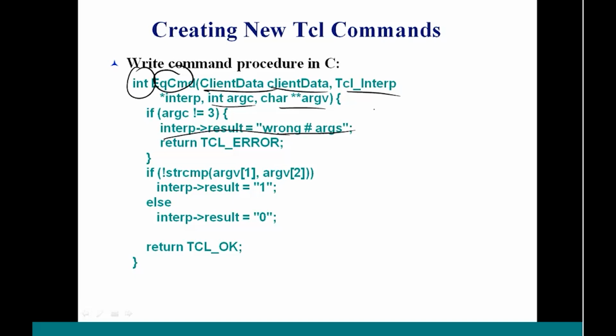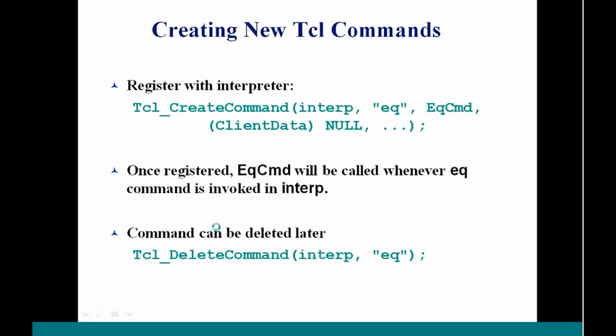Now the next thing we will see is that we do a string comparison between data 1 and data 2, and if they are equal, then we say that the commands are equivalent. Otherwise, we say the command is not equal, and then we just return the TCL_OK value.